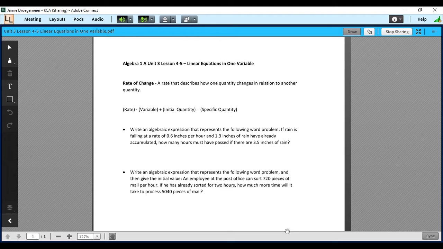Today we're working in Unit 3, looking at lessons 4 and 5, which are about linear equations in one variable. To start with, just a little vocabulary. One of the things we're going to talk about in this lesson is the concept of a rate of change. And so we have a definition there. It says a rate that describes how one quantity changes in relation to another quantity.